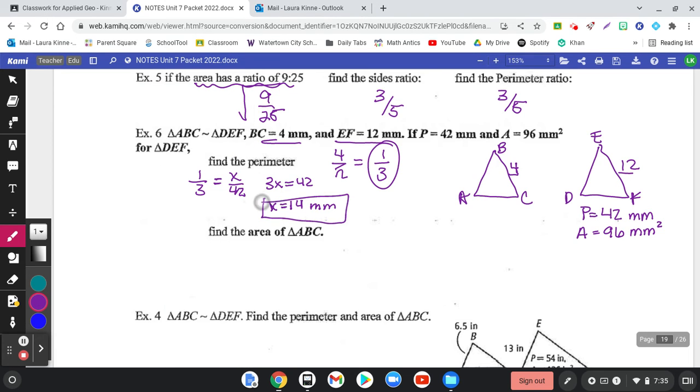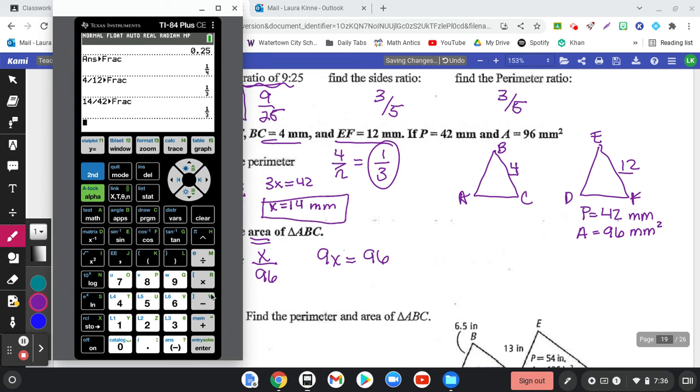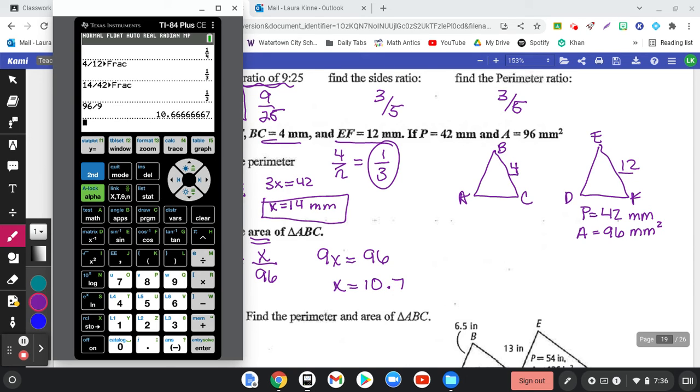Okay? Now for area, remember it's not 1/3, we have to square it. So we set it equal to 1/9, right? 1 times 1 is 1, 3 times 3 is 9. The area of DEF is 96, so that goes down here. So 9 times x is 9x. 1 times 96 is 96. Divide both sides by 9. 10.6 repeating. It doesn't say to round, but we'll just round to 10.7 square millimeters.